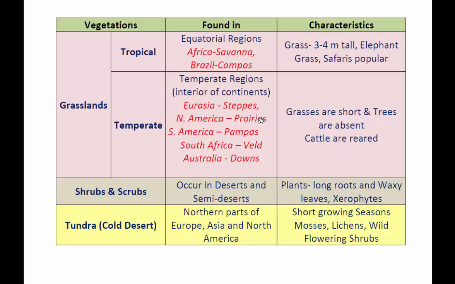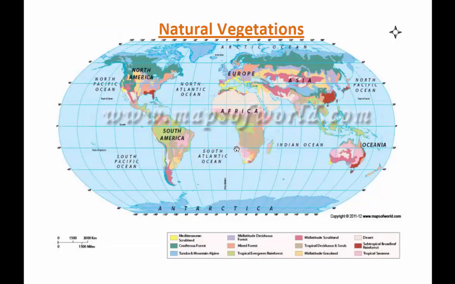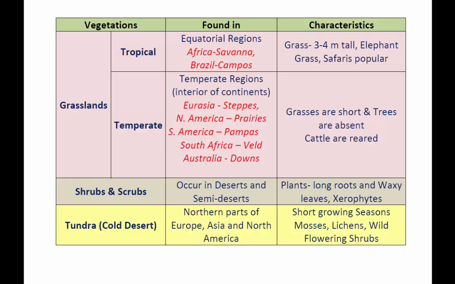In Brazil, this area is what we call tropical grasslands. On the other hand, the temperate grasslands are located in the temperate regions, especially in the interior of continents. The countries include, in Eurasia, it is known as steppes. In North America, it's known as prairies. In South America, it is known as pampas. In South Africa, veldt. In Australia, it is known as downs.